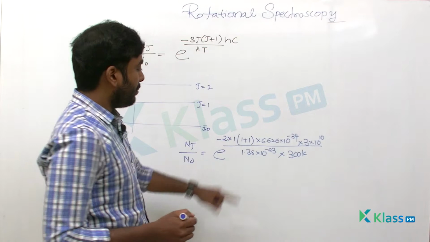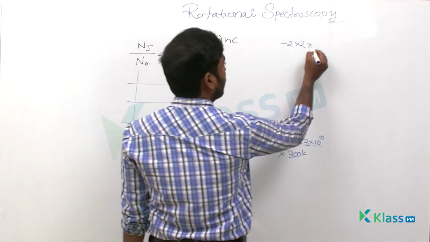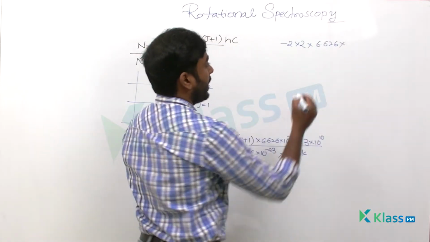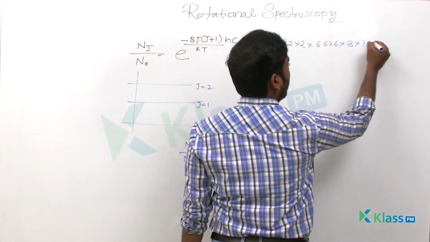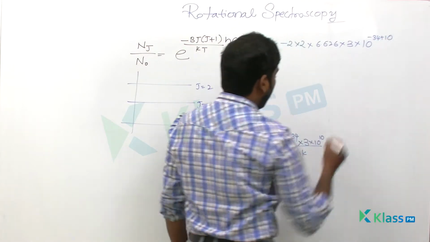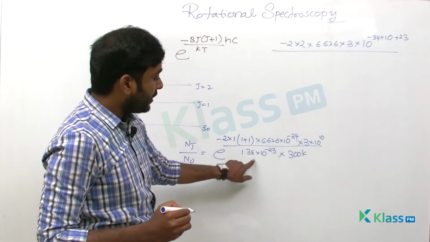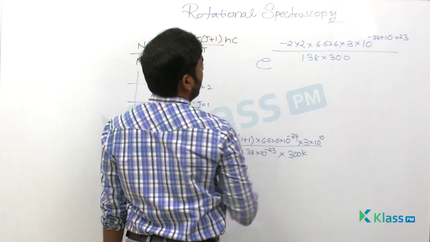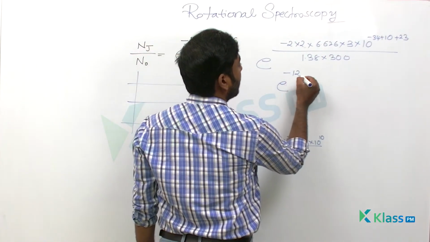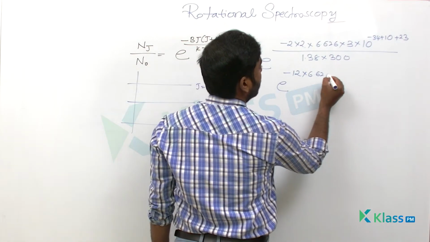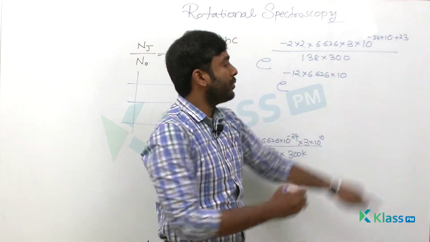So minus 2 into 1 plus 1, 2 into 6.626 into 3, into 10 to the power of minus 34 plus 10. I'm also bringing this minus 23 to the numerator, so it will become plus 23 by 1.38 into 300. So this is total e to the power of. Now simplify. 4 times 3 is 12. E to the power of minus 12 into 6.626 into 10 to the power of how much will remain? 10 plus 23 is 33. 33 minus 34 is minus 1.